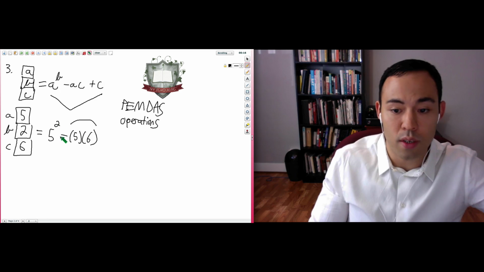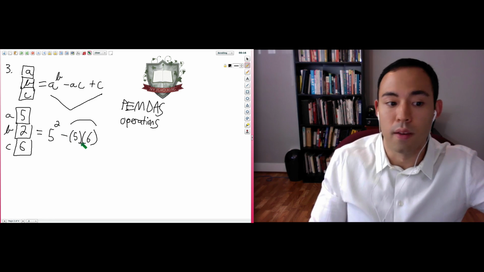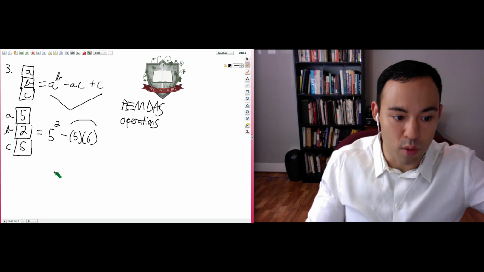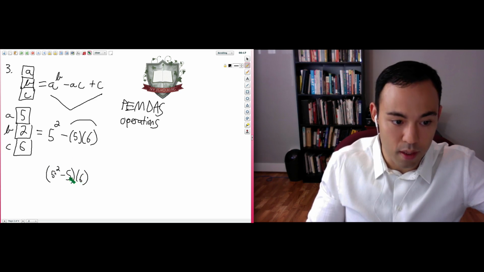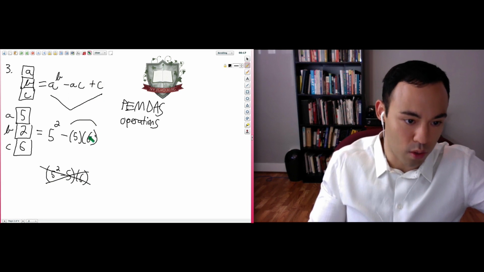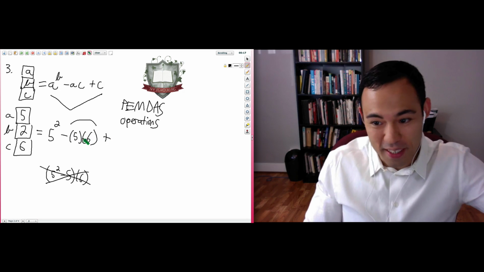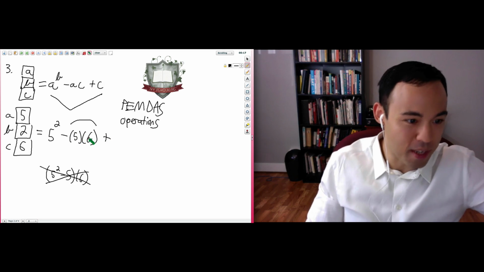Don't go 5 squared on your calculator or in your head and then hit minus 5 and then go times 6. That would be going 5 squared minus 5 times 6, which is not following the definition. All right, so go ahead and keep things straight to yourself. More parentheses is better than less, as long as you're putting them in the right places.